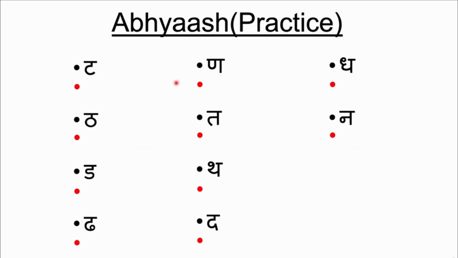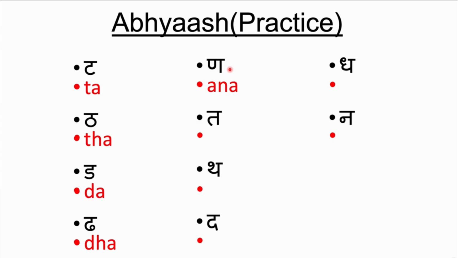Now let's have a quick abhyas. Please try to read the consonant which is pointed here. Yes, it's ta. Next one, please. It's tha. How about this one? Da. This one. Dha. Come on, try this one.